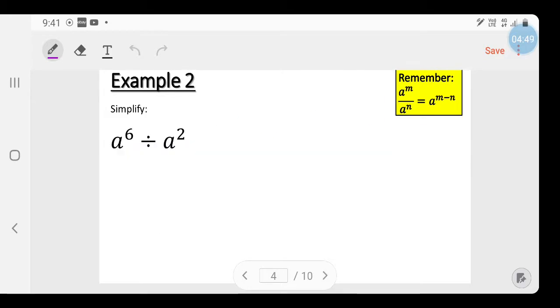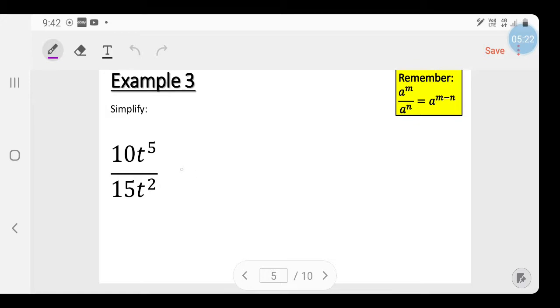Alright, so here we have one written not as a fraction but using a division sign. I always recommend actually that if you have a question like this that you convert it into a fraction straight away, just because for reasons that you'll learn later, that makes things a little bit easier to handle, okay? Okay, so that equals a to the power of 6 minus 2, which is 4. Nice and easy.